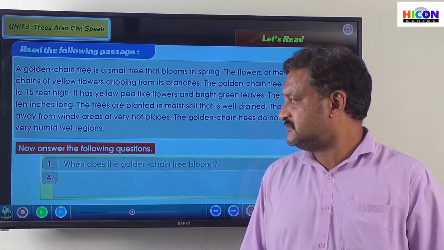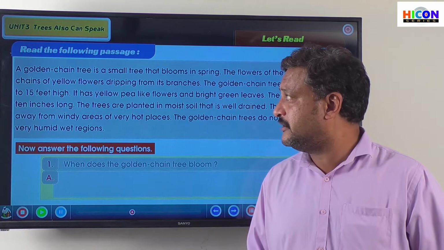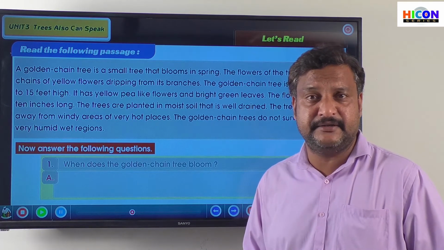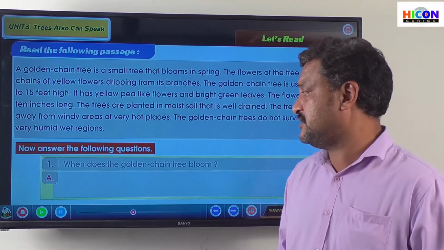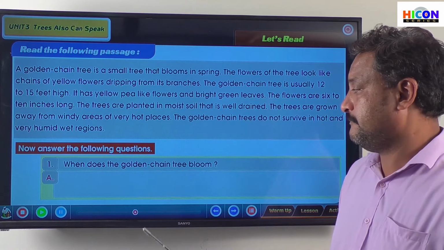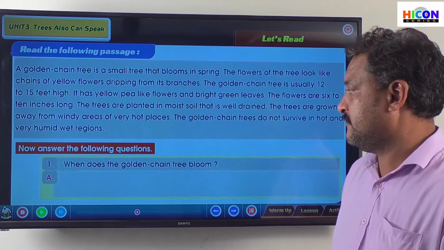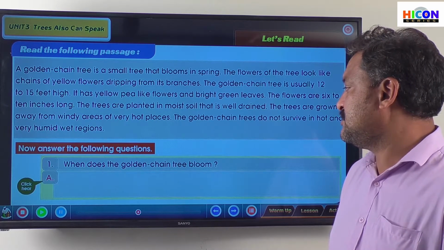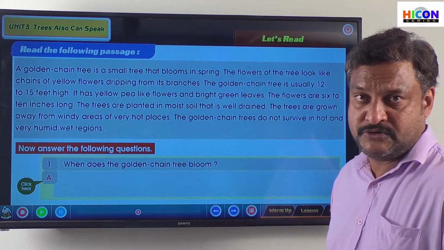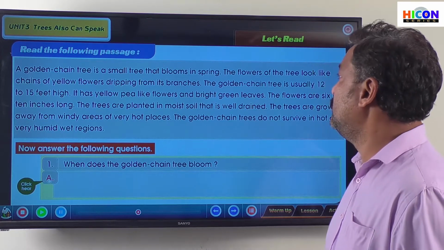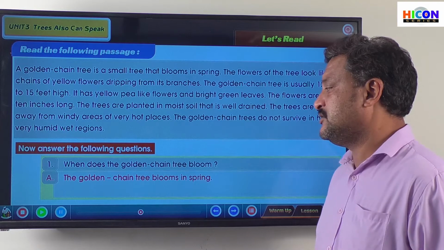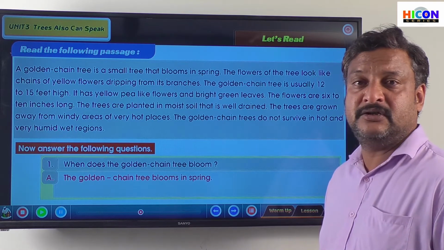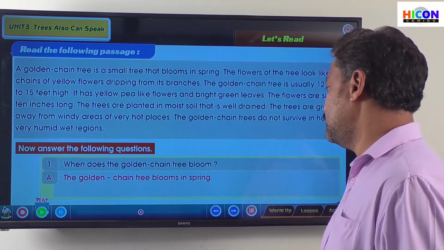Okay, so there are some questions here about the passage that we have read, and now we will find the answers for these questions. The first question is, when does the golden chain tree bloom? Yes, the golden chain tree blooms in spring. It's during the season of spring that the golden chain tree blooms, right?